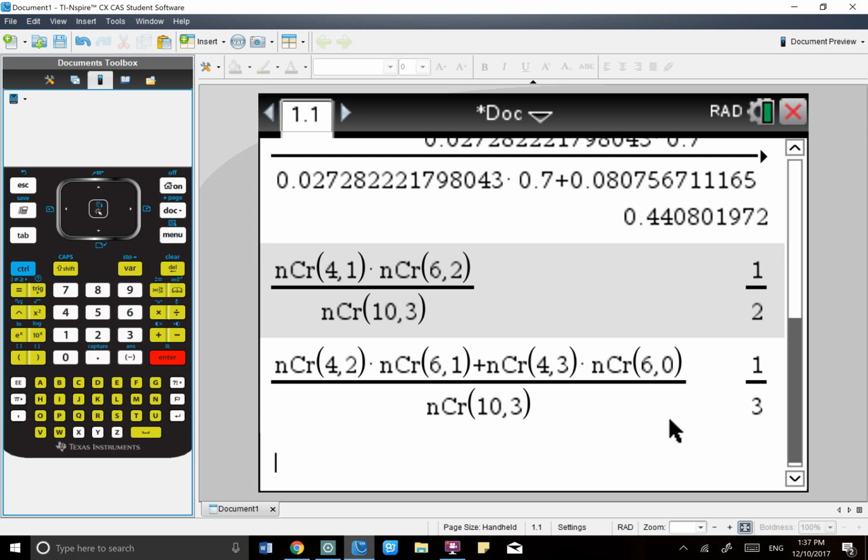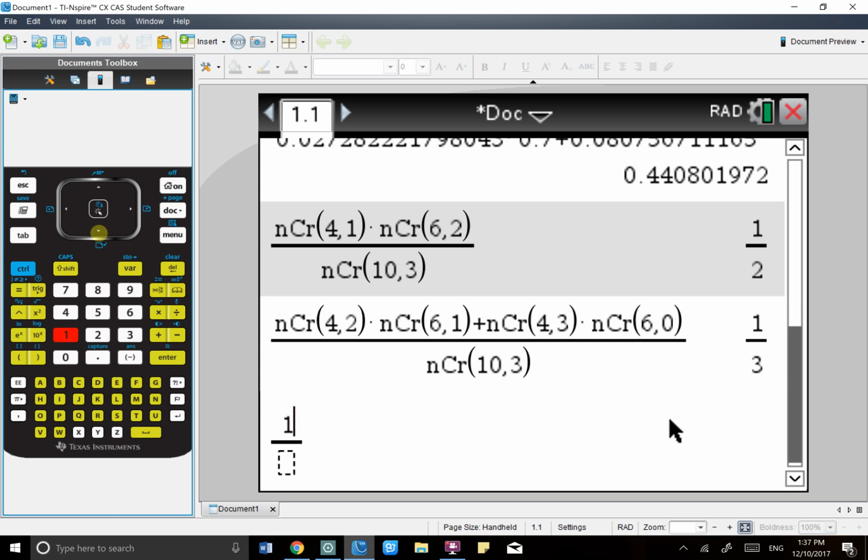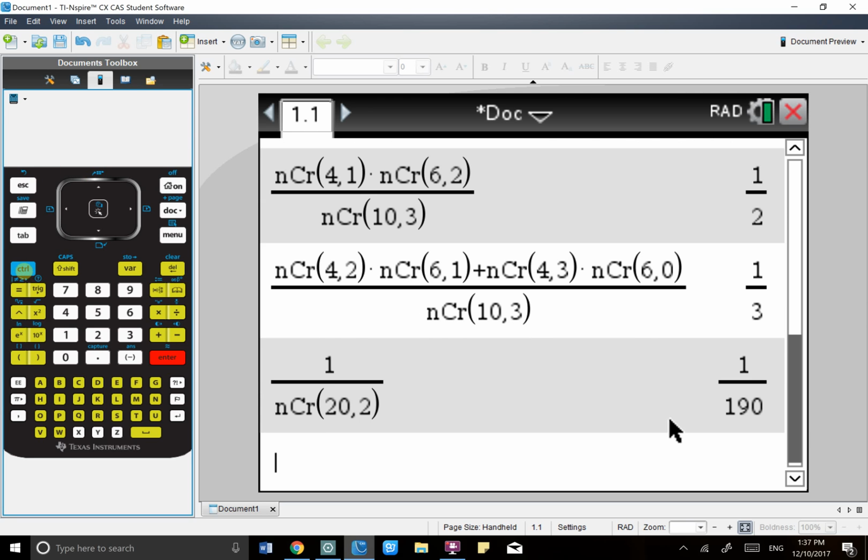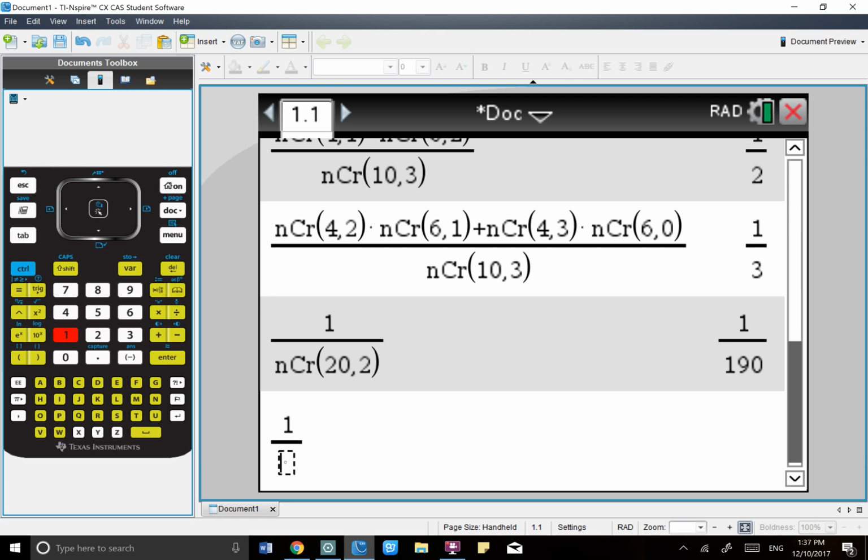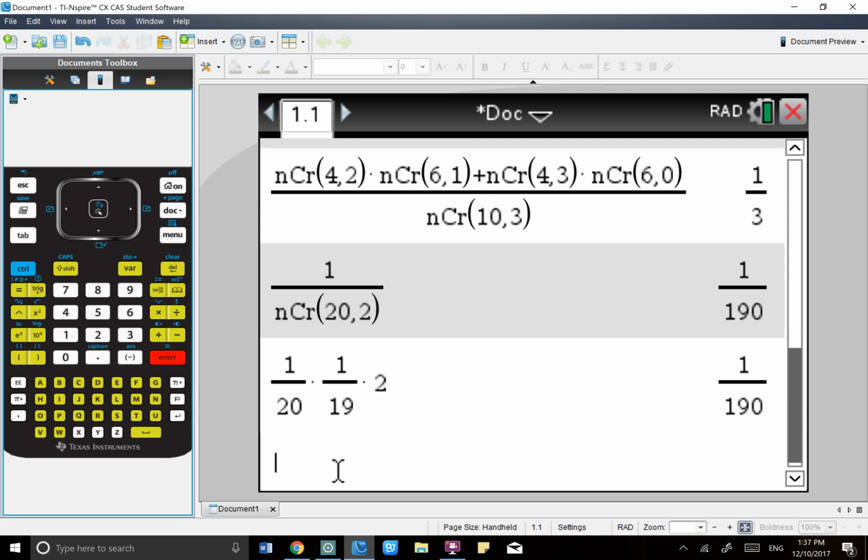So let's have a look whether they give you the same answer. I haven't really tried using the tree diagram method, but let's have a look whether it's the same. I want 20 and select 2 balls. Is that 1 on 20 times 1 on 19? And I'll times that by 2, so plus the same thing, and they're the same.